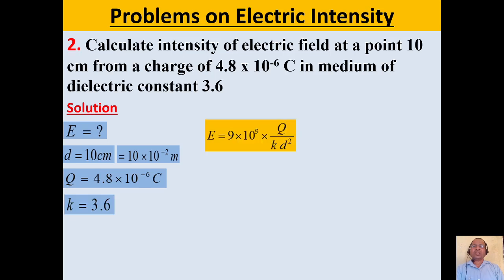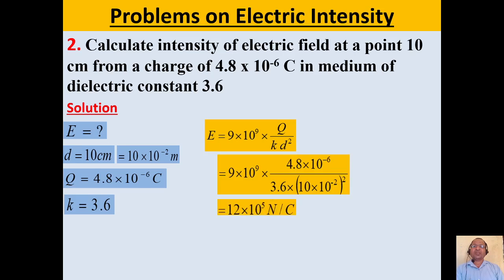So we use the formula E is equal to 9 into 10 raised to 9 Q upon Kd square. Substitute all the converted values, and on the calculator we will get the final answer: capital E is equal to 12 into 10 raised to 5 Newton per coulomb or volt per meter.